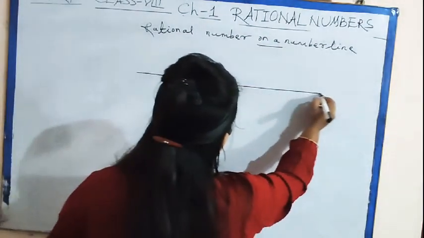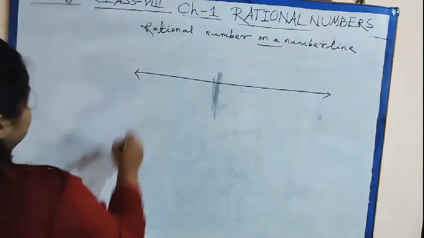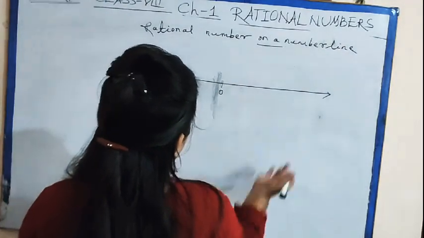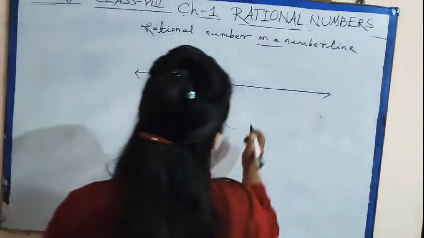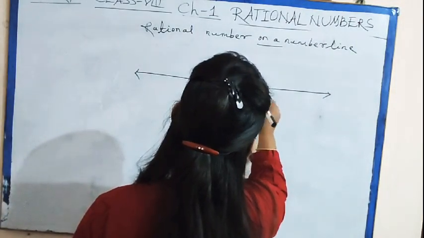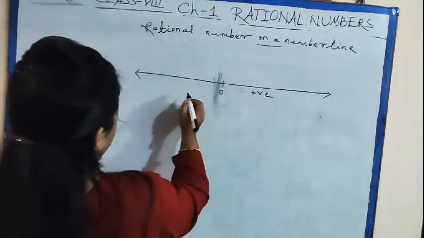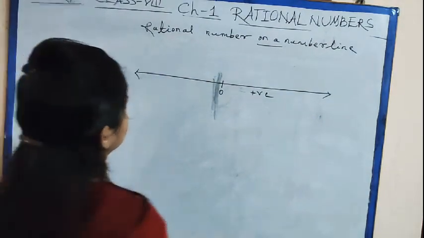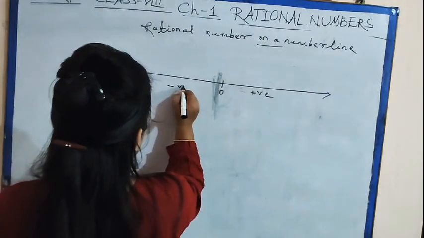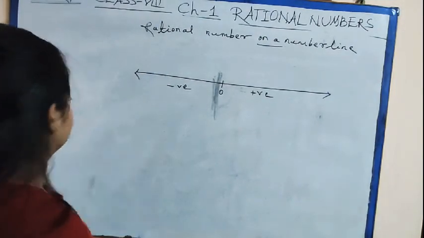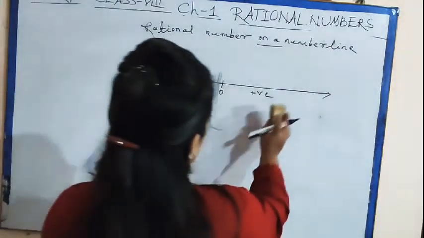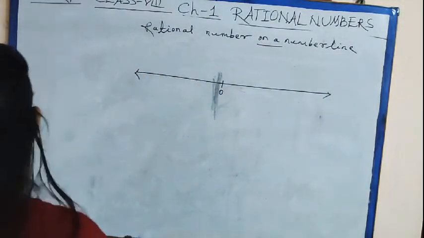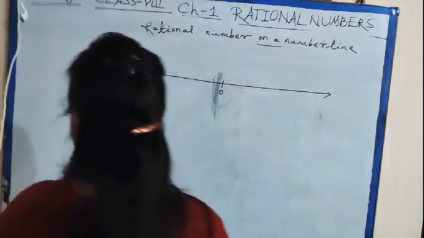For that, recall what a number line is. The number line is a line where 0 is in the middle, the right side of 0 represents all positive numbers and the left side of 0 represents negative numbers. Okay, it is a number line. You already represented integers on a number line. Now we will represent rational numbers on a number line.